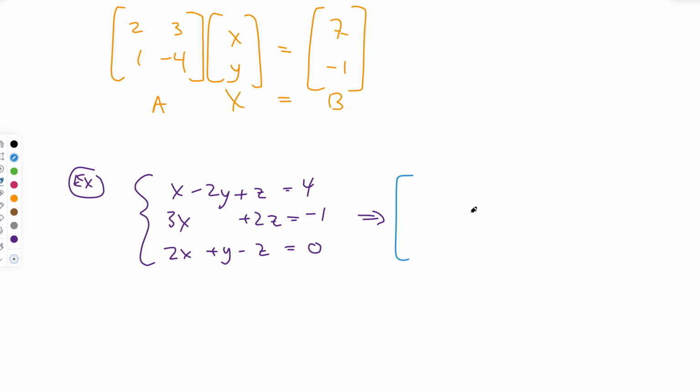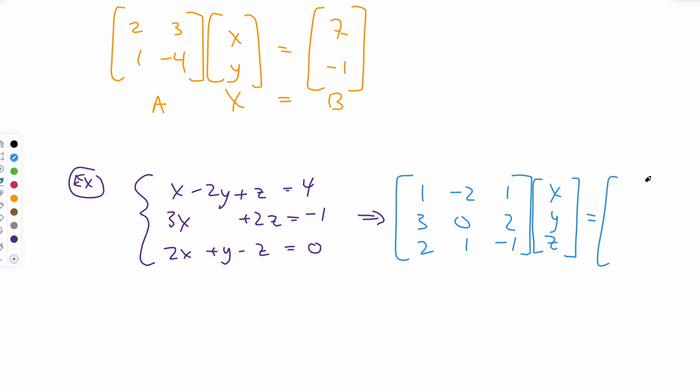So A, note that there are 3 equations and 3 variables, which means that A will need to be a 3 by 3 to account for all the locations. So 1, -2, 1, 3, 0, 2, 2, 1, -1. We just take the coefficients of all these all the way across. Multiply that by the variable matrix x, y, z, and that should equal the constant matrix, which is 4, -1, 2. So this is A, this is X, this is B.